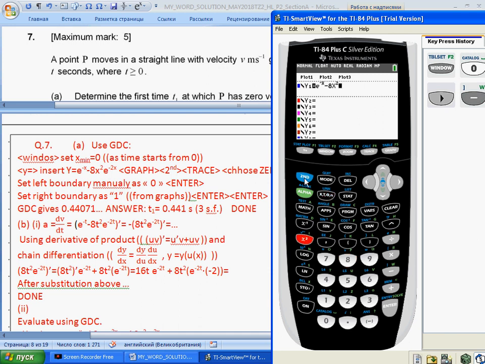Again we need exponent. It is division, exponent raised to minus, is it minus? No, it is plus. So we take minus from here, minus 2x. I think we did right, so let's check. E minus x minus 8x squared. Let us graph it.